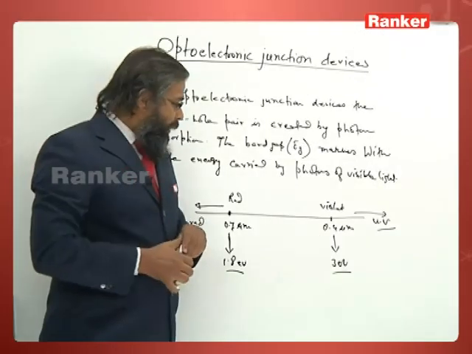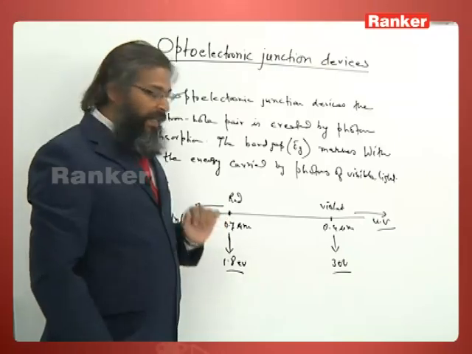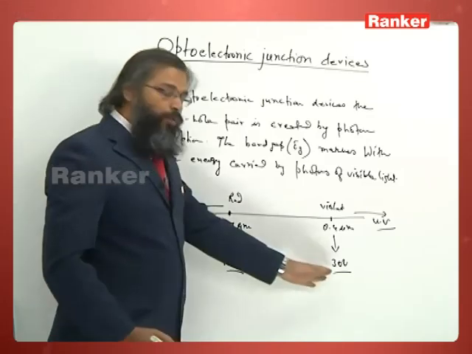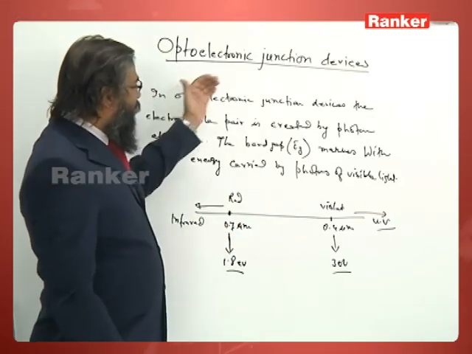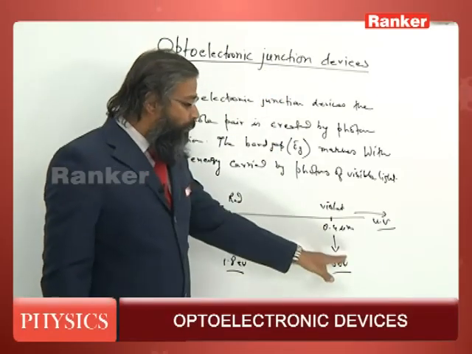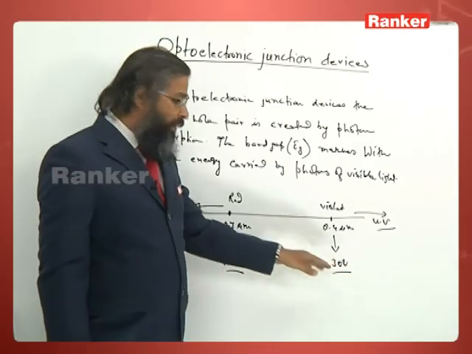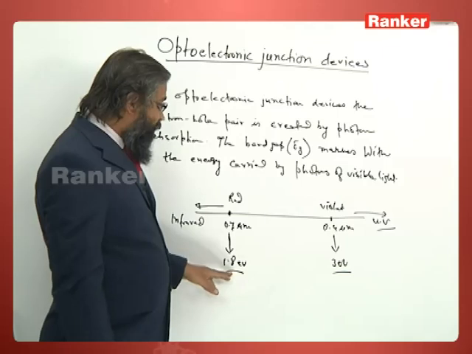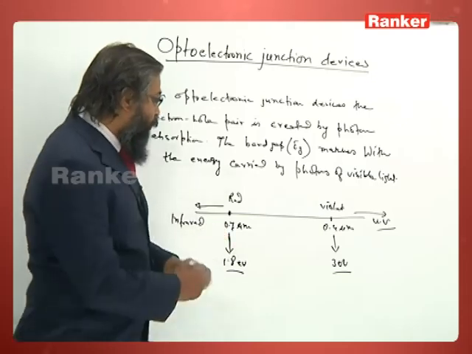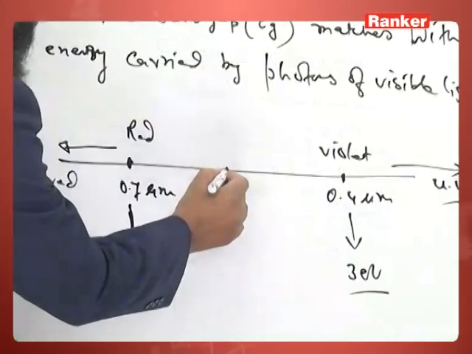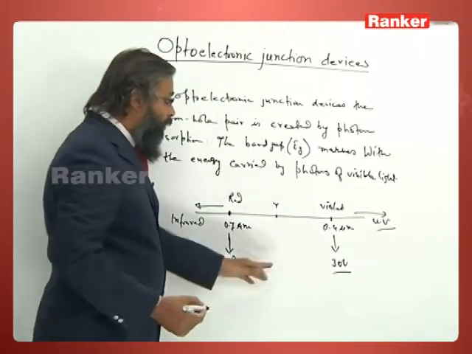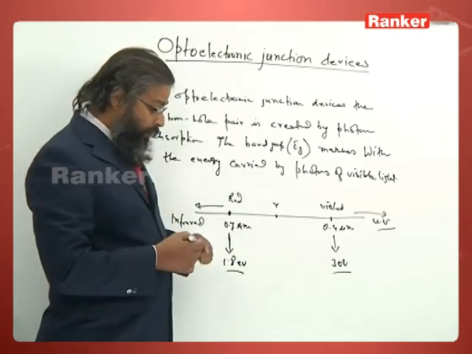So, in these optoelectronic junction devices, the forbidden gap is slightly greater than 1.8 to 3 electron volt. That means, if my optoelectronic junction device has to work with violet light, then the forbidden gap will be of the order of 3 electron volt. Suppose it has to interact with red light, it must have the forbidden gap slightly less than 1.8 electron volt. Suppose it is yellow or green, then it would be of the order of 2.1, 2.2 electron volt.